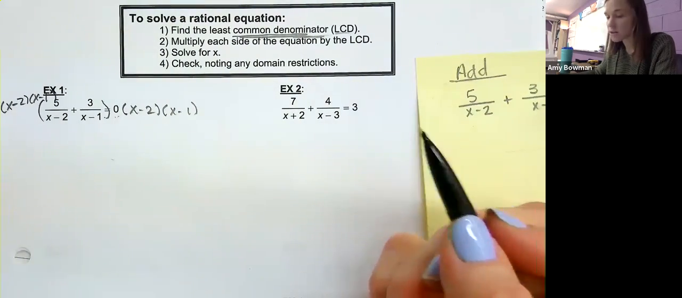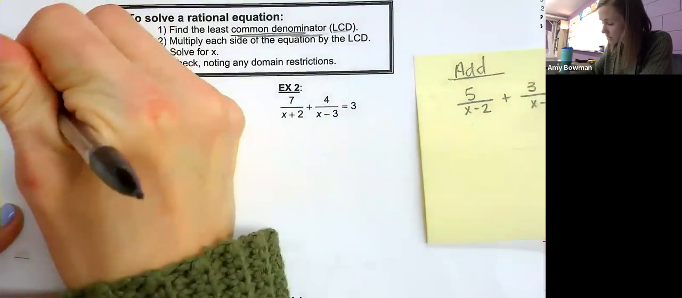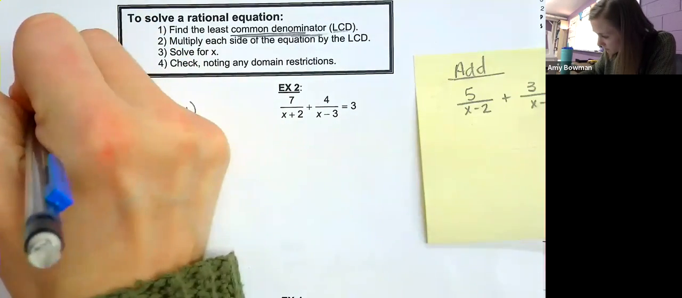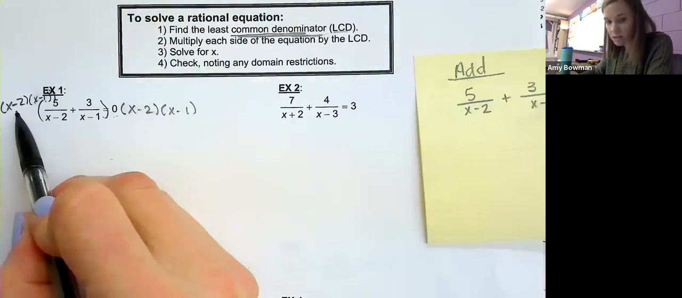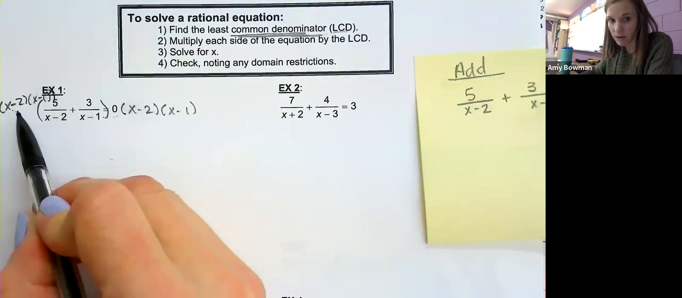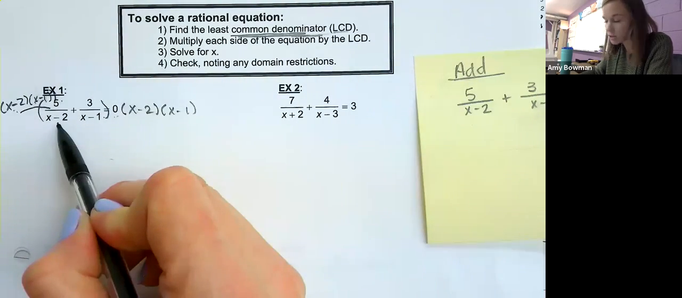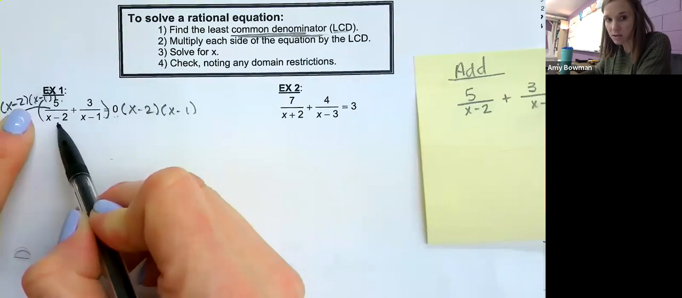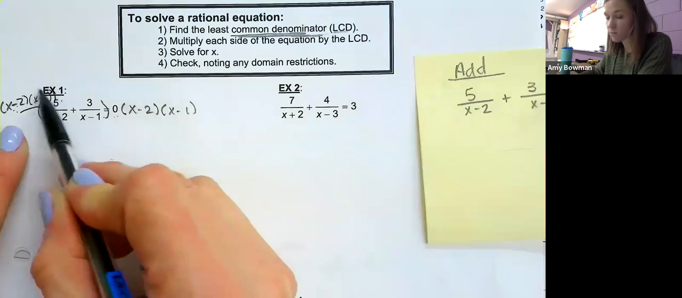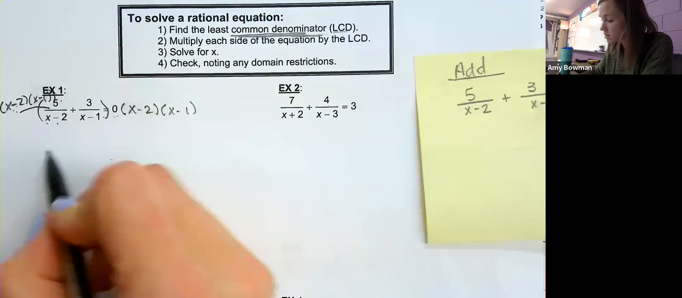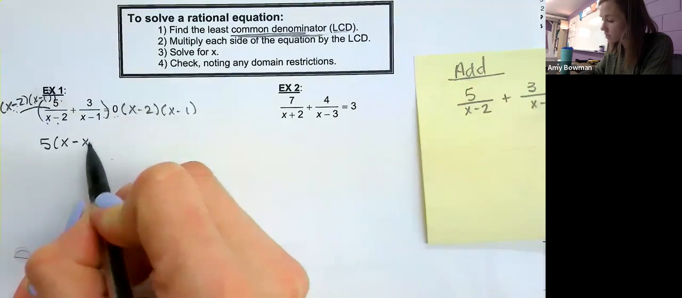But on the left, this is hard to see, but when I've got x minus 2 times x minus 1, okay, so I'm going to multiply this product by my first fraction. When I multiply that by 5 over x minus 2, this x minus 2 and this x minus 2 are going to cancel each other out, and I'm just left with 5 times x minus 1. So that eliminates the fraction and leaves me with 5 times x minus 1.